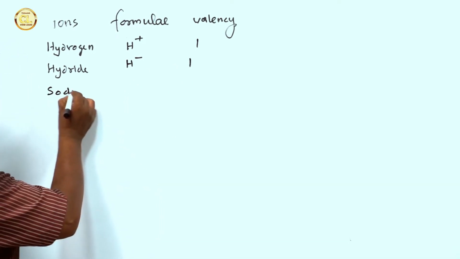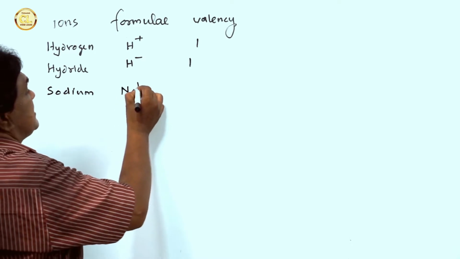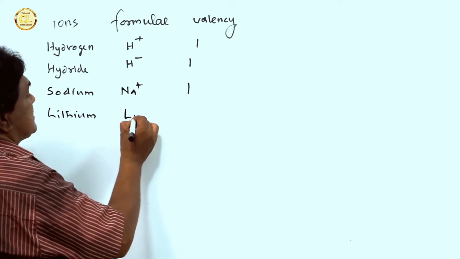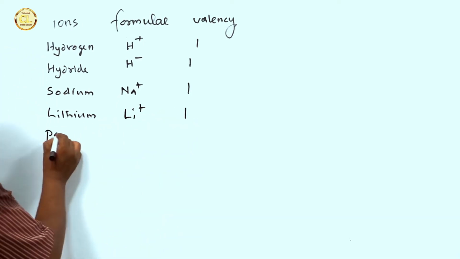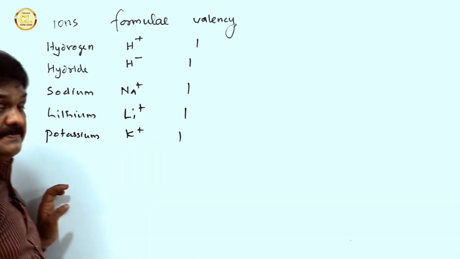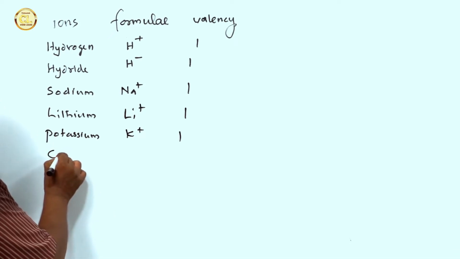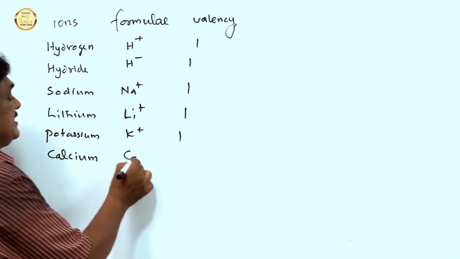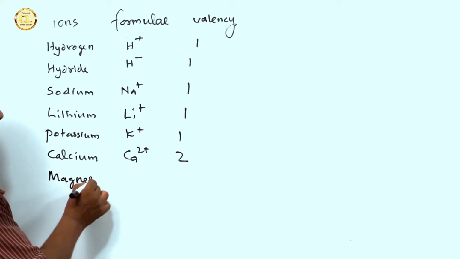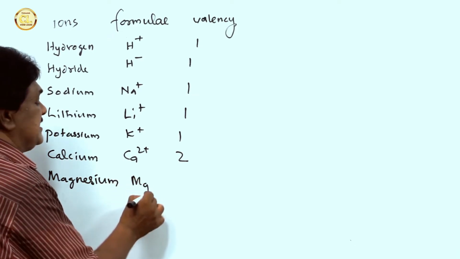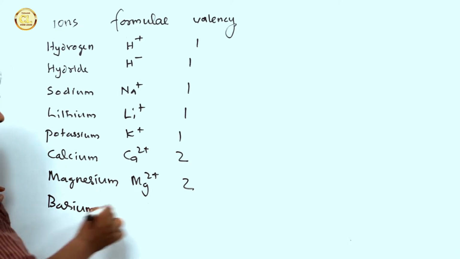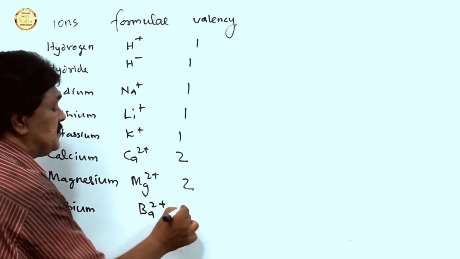Now sodium ion, Na plus, its valency is 1. Lithium ion, Li plus, its valency is 1. Potassium ion, K plus, its valency is 1. Calcium ion, Ca2 plus, its valency is 2. Magnesium ion, Mg2 plus, its valency is 2. Barium ion, Ba2 plus, its valency is 2.